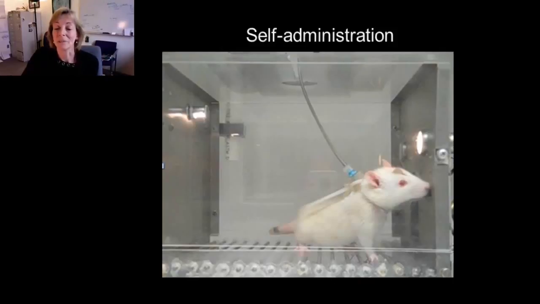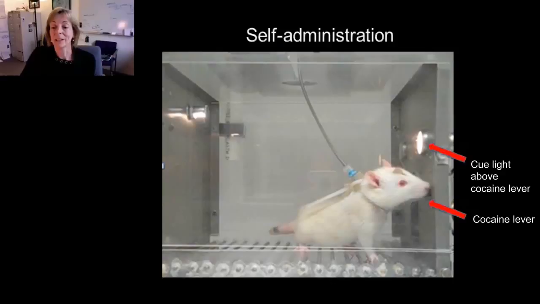The cocaine lever is shown here. And then above that lever, every time the animal gets cocaine, it also gets a cue light above the cocaine lever. And the animals learn to pair this cue light with the cocaine, or the feeling of cocaine that they get with the cue light, so that at a later point in time, once they've learned to press that lever for cocaine, they will press the lever just to receive the light.